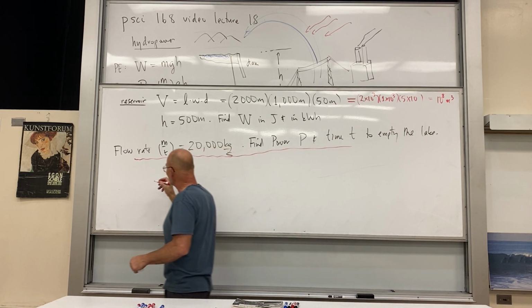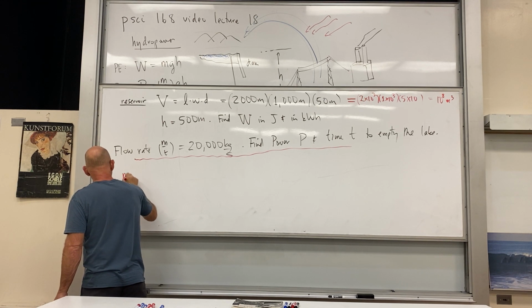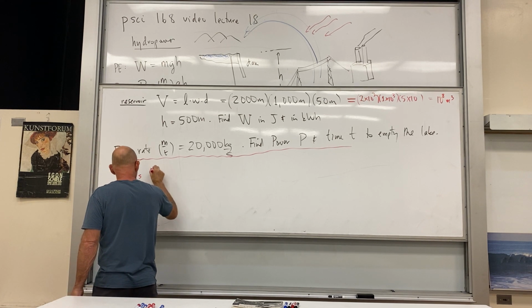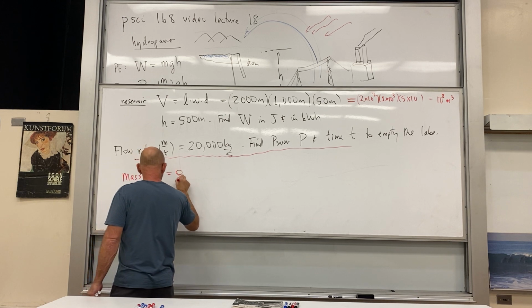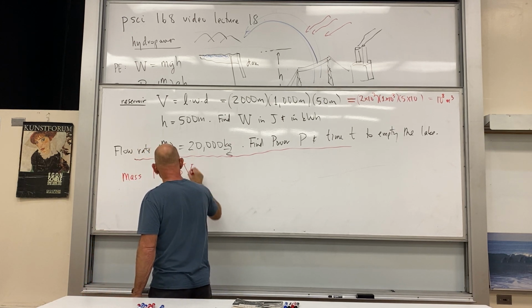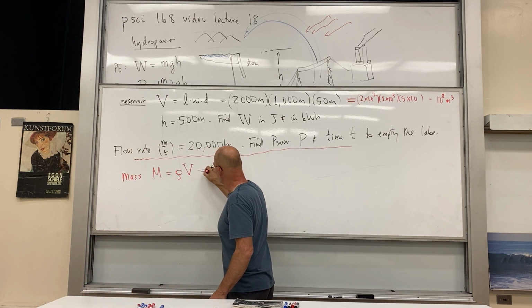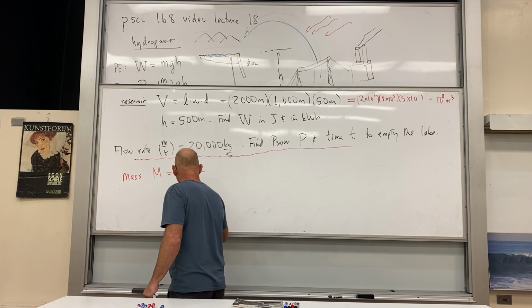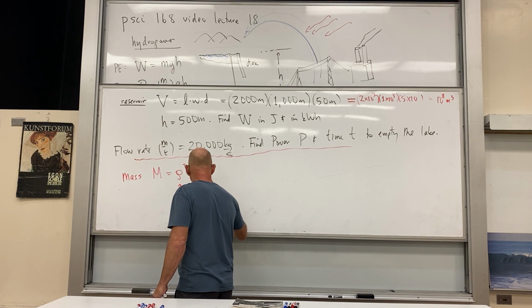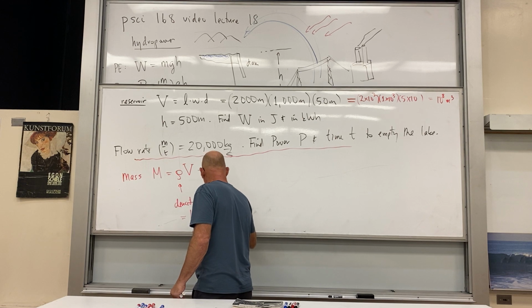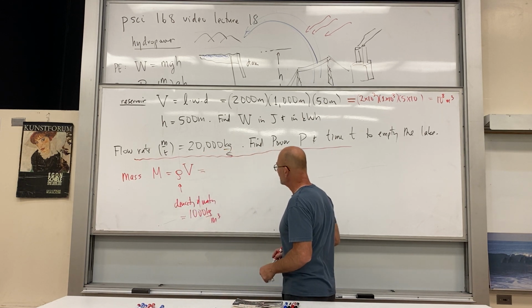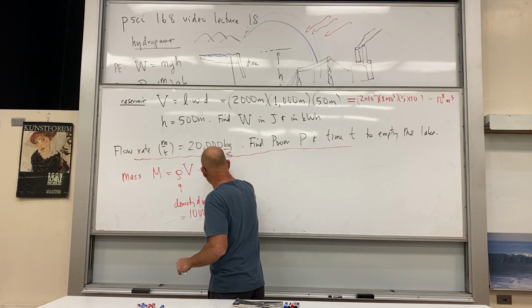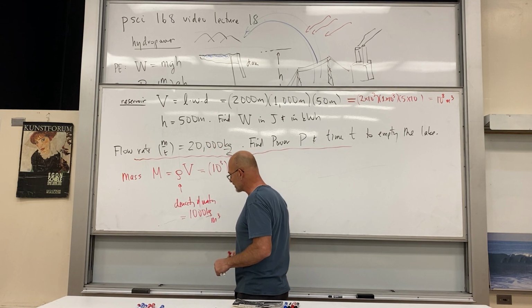So now the mass, I'll use capital M, is the density times the volume. Okay, so just keep doing this here. Let's write density. Density of water equals 1,000 kilograms per cubic meter. Okay. So for our mass, which is what we wanted, we have 10 to the third kilograms per cubic meter.